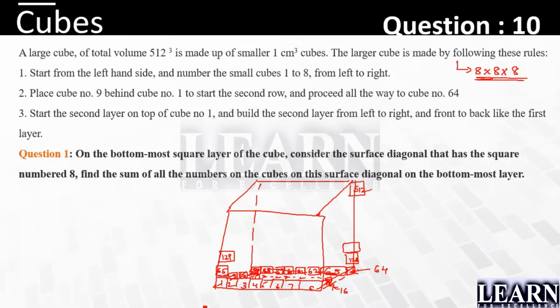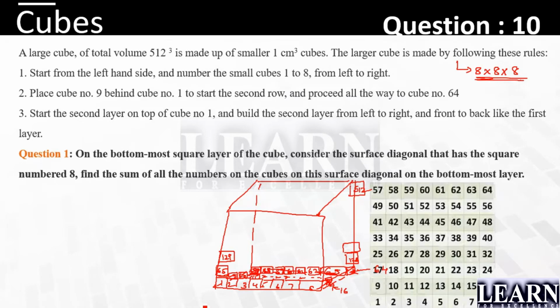Now, if you look into the bottom part, this is how the bottom layer will be. It will start from 1 up to 64. Now they ask on the bottommost layer of a cube. Yes, on the bottommost layer. This is the bottommost layer with 1 to 8 up to 64. So 1 to 8, this is the one, and up to 64. If you make it slanted, it will be like that.